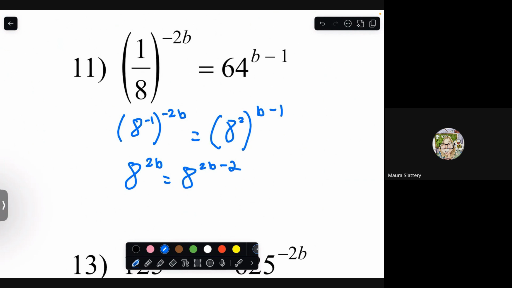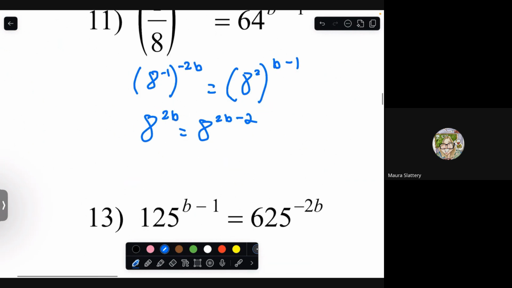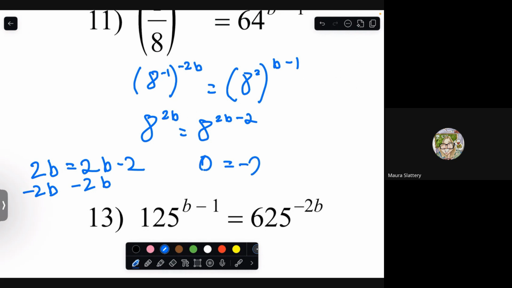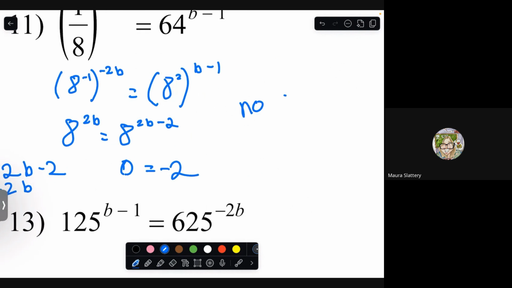All right, were we all able to get to this point? All right, and then we go ahead and set these equal to each other. So we get that 2b is equal to 2b minus 2. We want to get all of our b's on the same side. We subtract 2b. We get that 0 equals negative 2. What's the problem? 0 doesn't equal negative 2. Okay, so this is no solution.